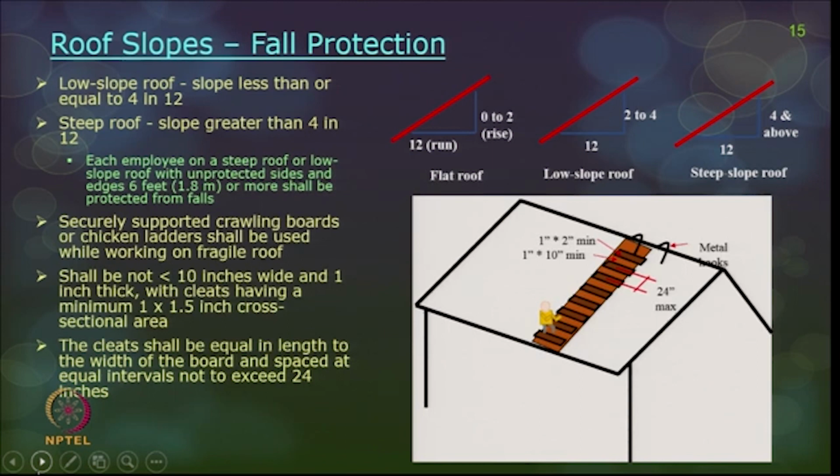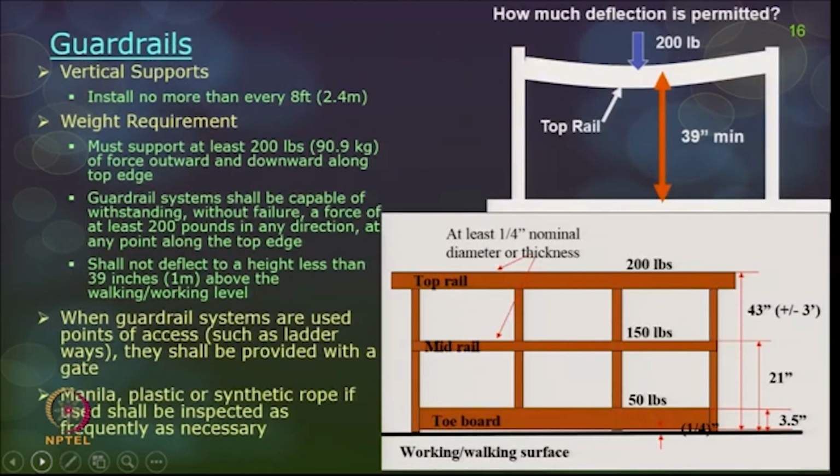Okay. And each employee, whether they are working on a low slope roof or a steep slope roof, should have proper fall protection in place. And even for a flat roof, where there are unprotected edges or sides along all the 4 corners, again there should be adequate fall protection in place for those workers. So, now the fall protection, as I told, for any opening or any unprotected edges or sides or for a slope roof is primarily called guardrails.